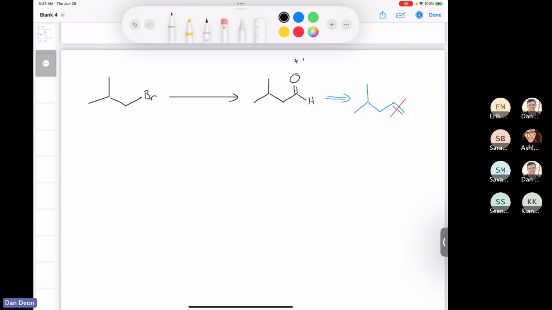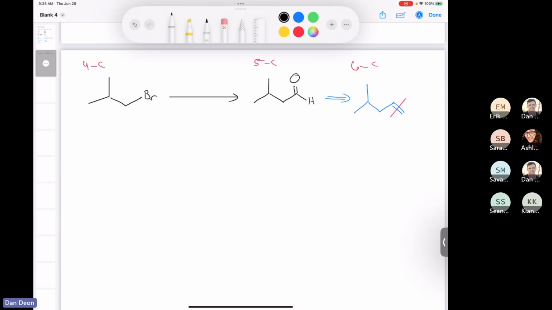You'd also end up with this compound, which is neither here nor there. We're not really worried about that compound. We just want to know how to make the compound that's shown here. So we're starting with something that's got 4 carbons. Our final product has 5 carbons, and this intermediate has 1, 2, 3, 4, 5, 6 carbons.